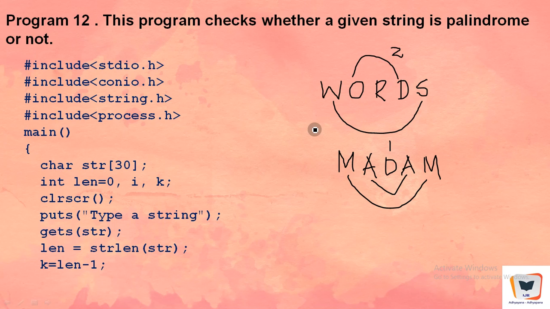Taking this as the logic, we have written the program over here. Character string of size 30, length equal to 0 because we don't know the length. I and k are used as loop indices. Type a string, the string is entered, length is calculated, and k equal to length minus 1. If this were the word, it is 1 2 3 4 5, so k would be 5, but since indexing starts from 0, k will be equal to 4.